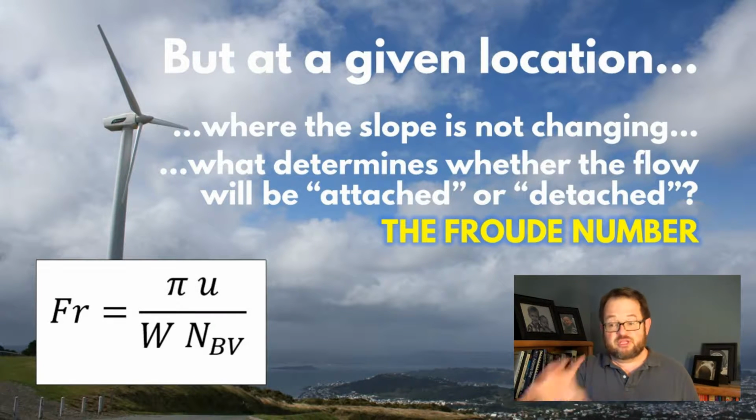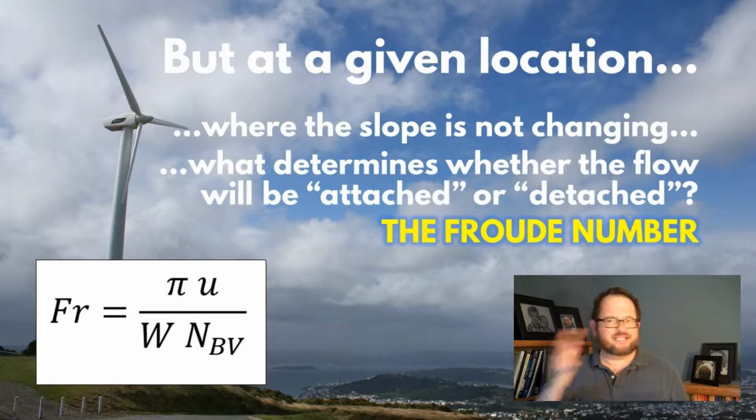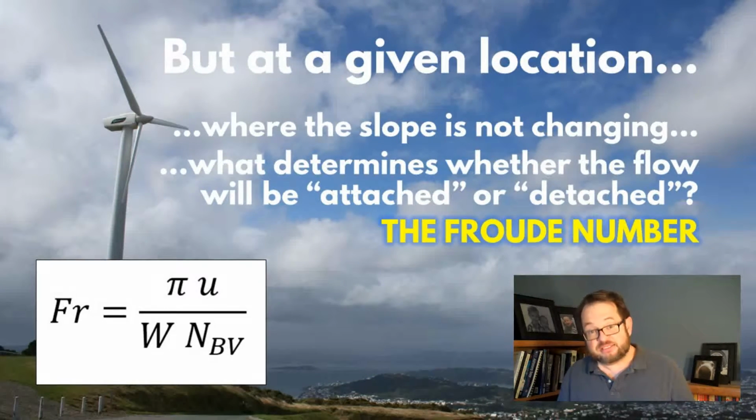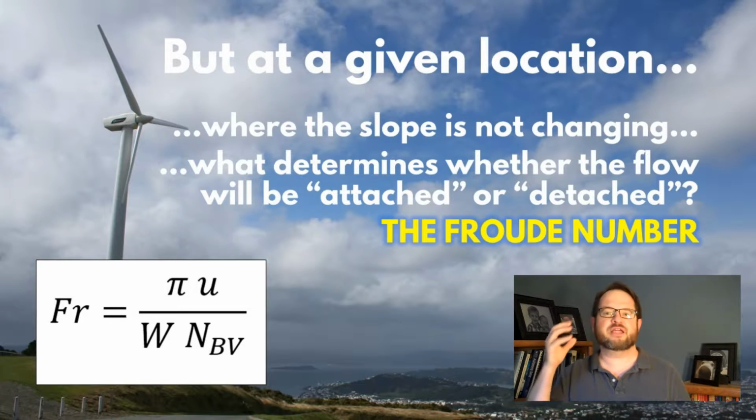If we've decided we're building a wind farm at this location, suddenly the slope of the terrain is not the issue anymore, right? Because we are no longer going to be changing that. Now it's about how the flow is adapting to the features that we are dealing with. And the parameter that is going to be describing how the flow deals with that is going to be our new friend, the Froude number. And I provided you the equation for the Froude number over there.